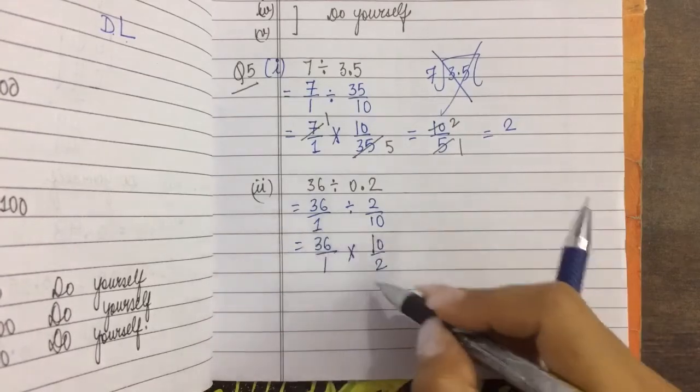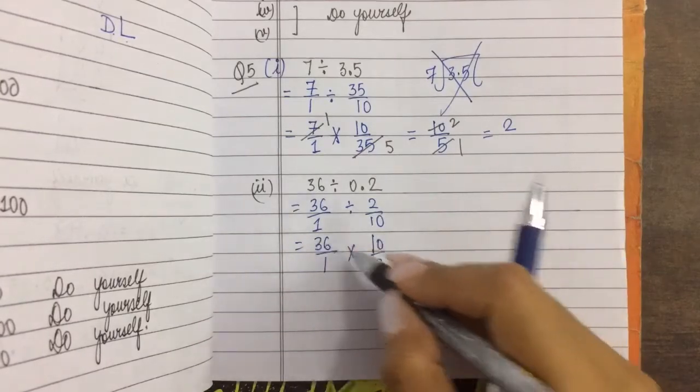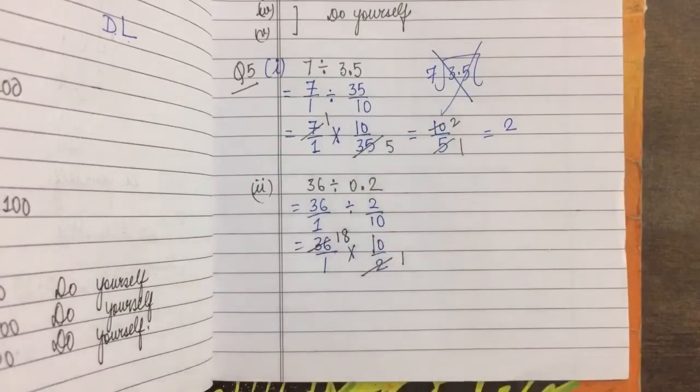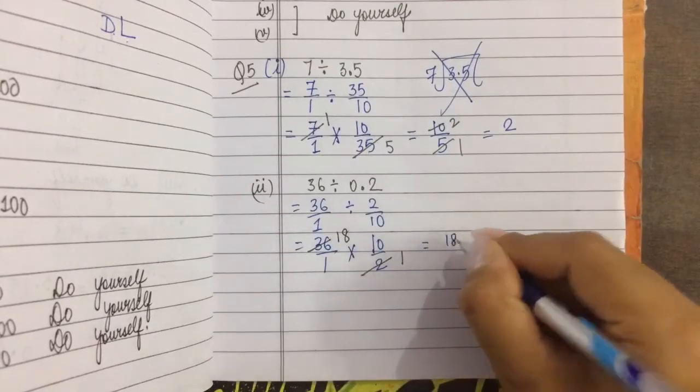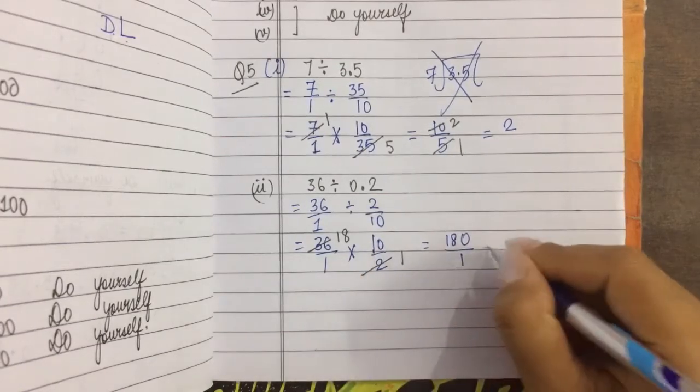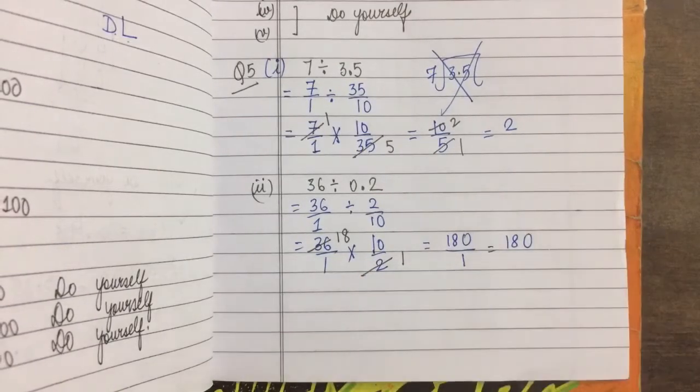Now you can simplify. You can either cancel these two or you can cancel these two. I'm going to cancel 2 and 36. So 18 into 10 is 180. In the denominator it's 1. So the answer is 180.